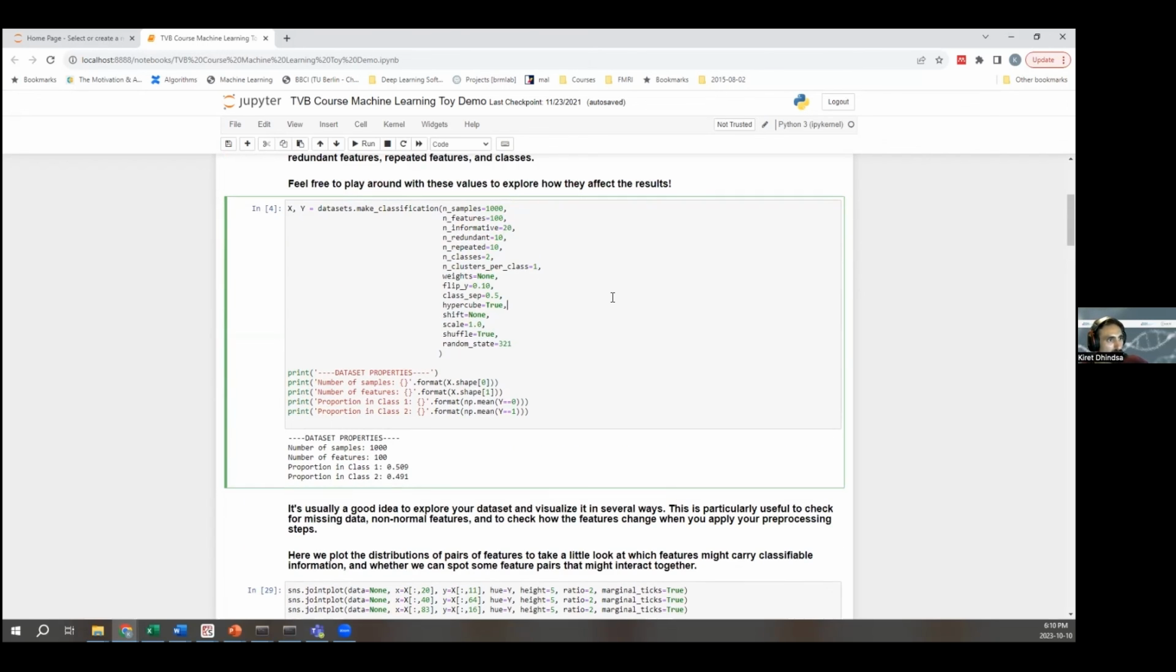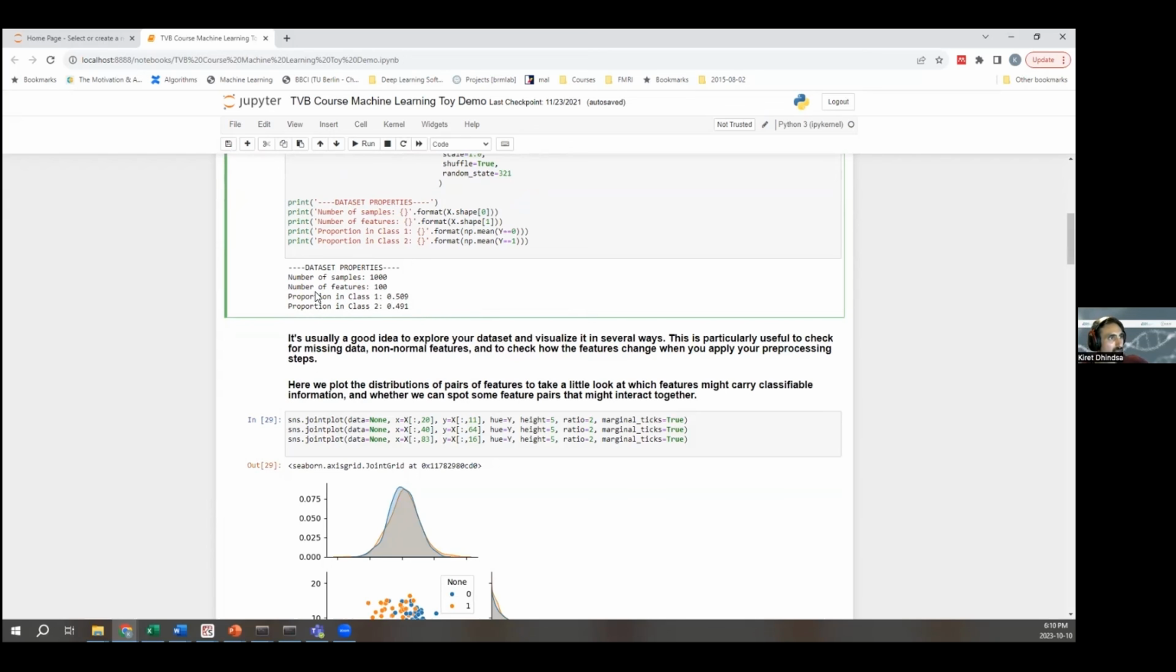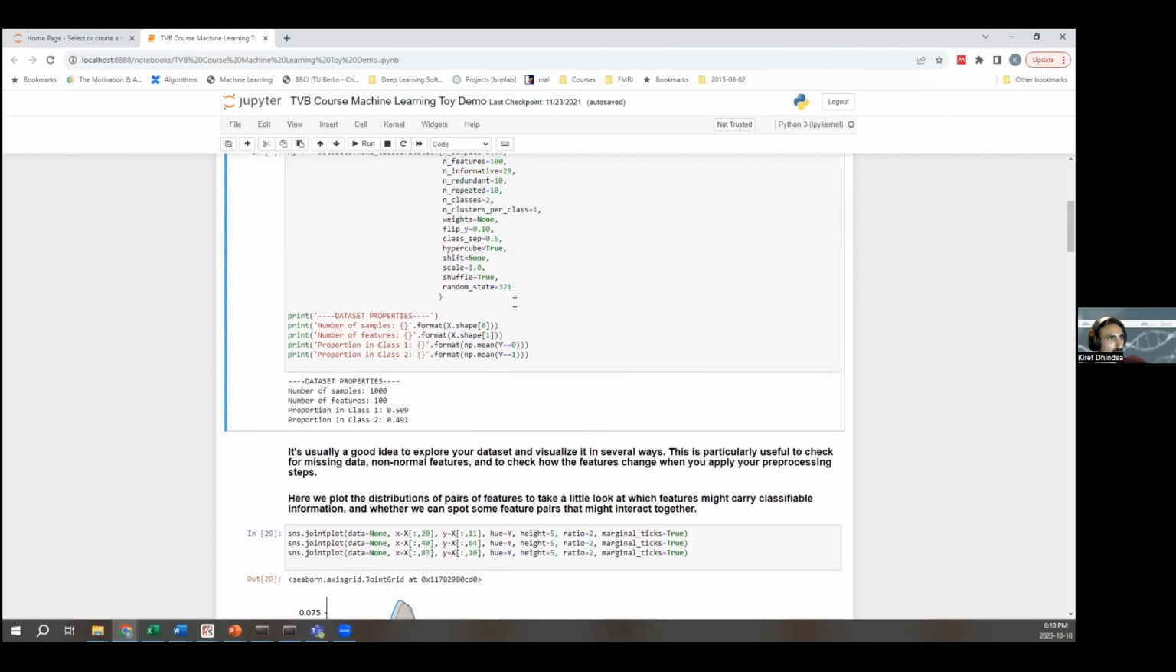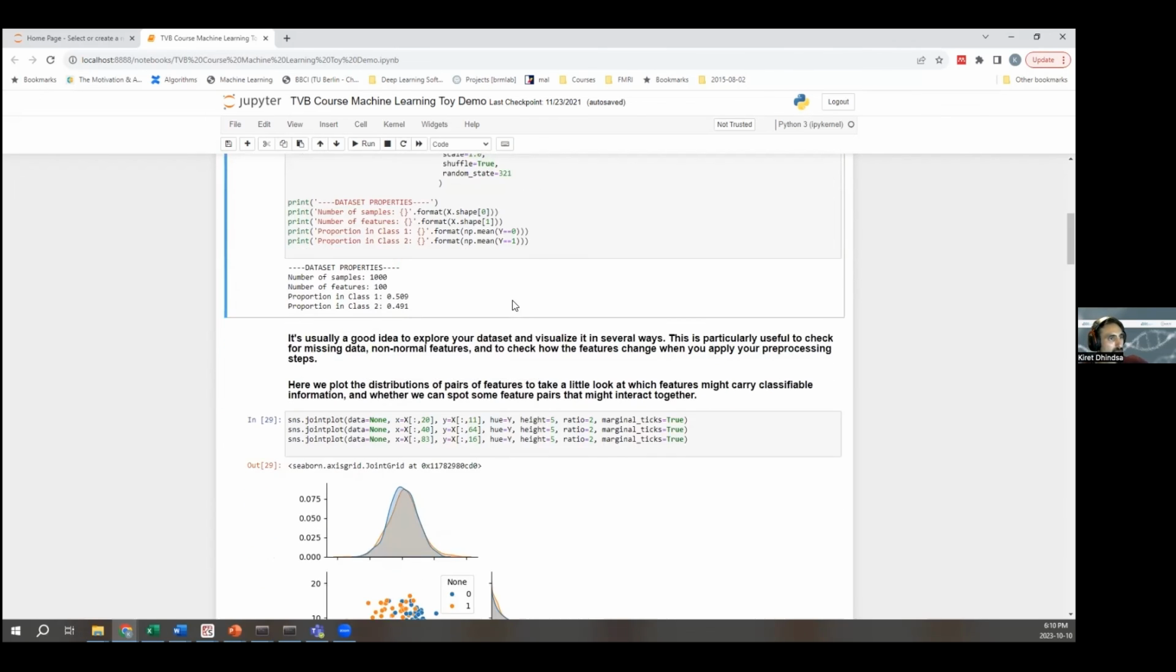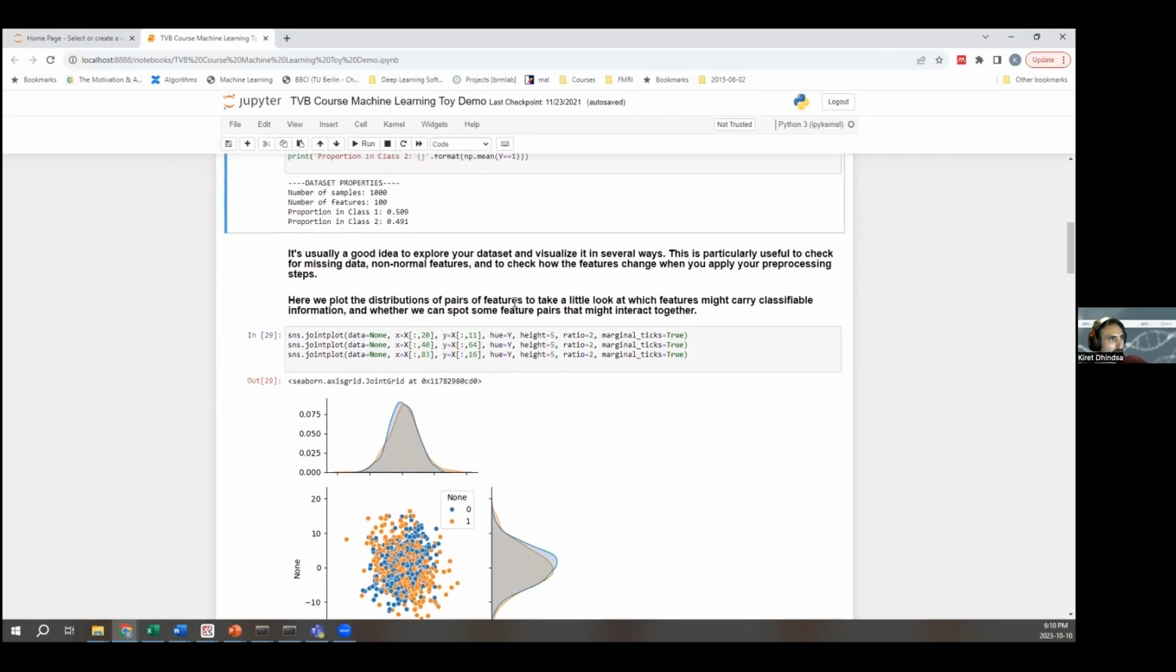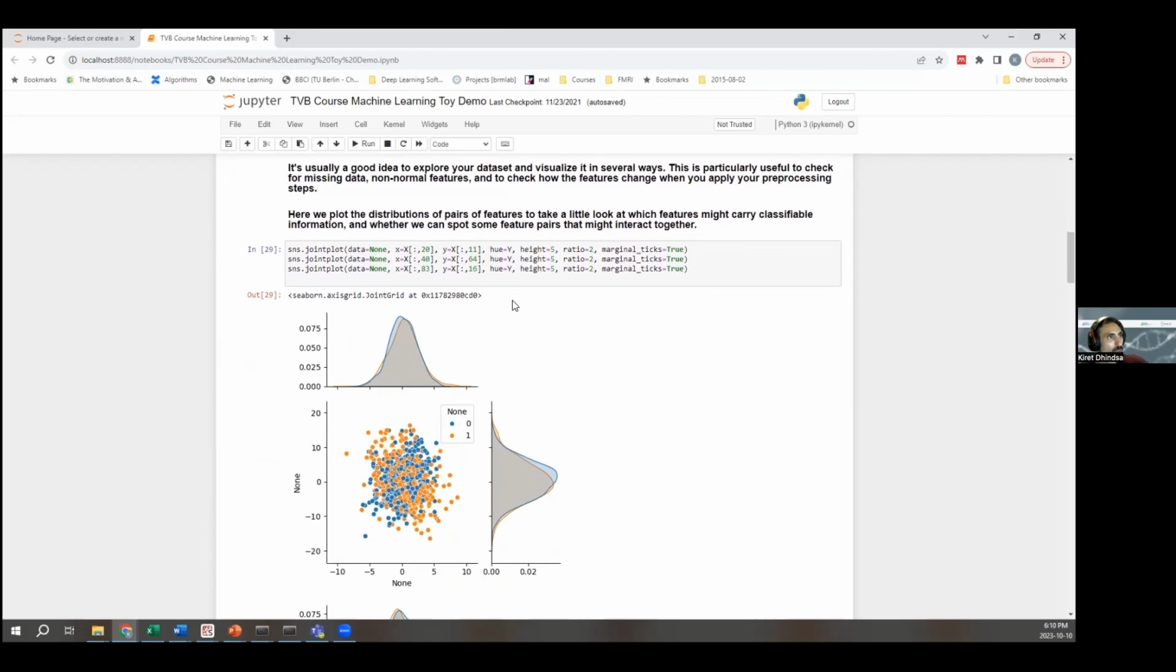So this is just generating the data. We can see the number of samples, 1,000 samples, 100 features, and the classes are almost perfectly balanced. You can also change the class balance here, so that's another interesting thing to look at. Now, right after that, what I wanted to emphasize is that even though machine learning tends to be thought of as this black box thing, data science itself shouldn't exactly be black box.